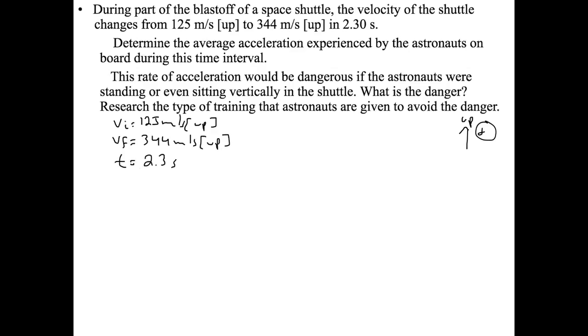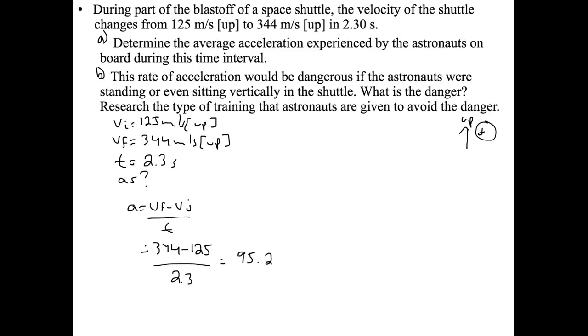Determine the average acceleration experienced by the astronauts on board during this time trial. So that would be A, that would be B. So A is the question. Again, A equals VF minus VI over T. We plug our numbers in, you get 344 minus 125 all over 2.3, and you get an acceleration of 95.2 meters per second squared up.